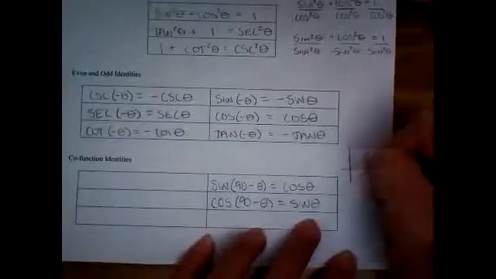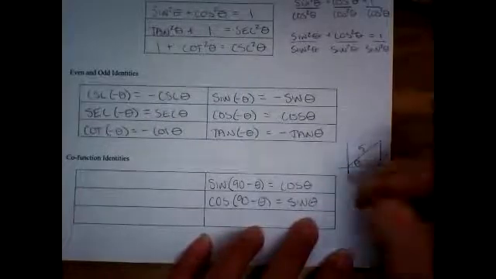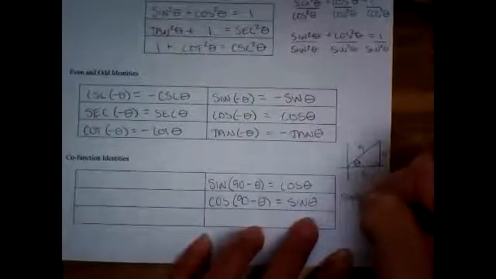Here's the reason why this is true, why this works. So here's your triangle. Here's theta. Let me just make up a triangle. It's easier if there's actual numbers in it. Say this is 3, 4, 5. So if you do sine of theta, that's opposite over hypotenuse. That would be 4/5. This angle up here is 90 minus theta.